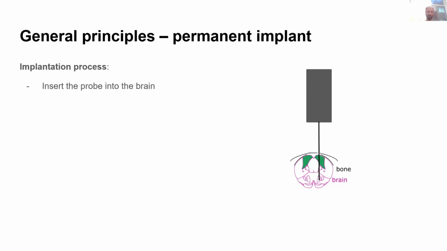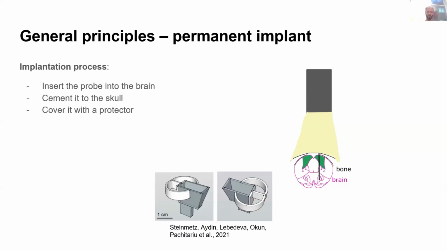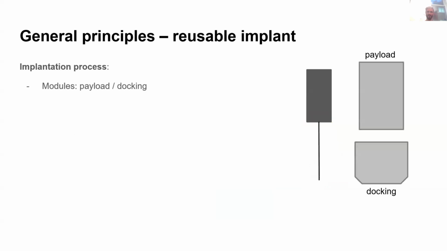But once you've reached the target area, what you do is you cement it to the skull. Okay, so you're going to apply cement. Sometimes you can put a bit of Vaseline on the shank before that, or there are different tricks. But the principle is you cement the whole thing to the skull. You can cover it with a protector so that when the mouse is moving around in its cage, it won't damage the probe. And finally, for explantation, the only way is to drill it out. Some people manage to do it, but it's not the main advantage of that process to reuse the probe.